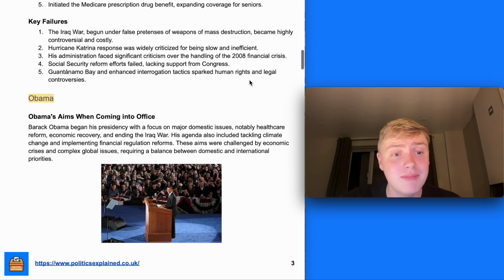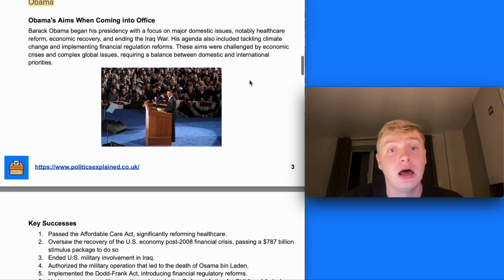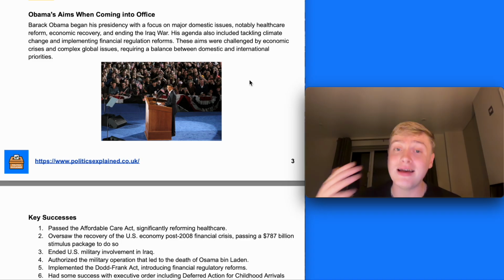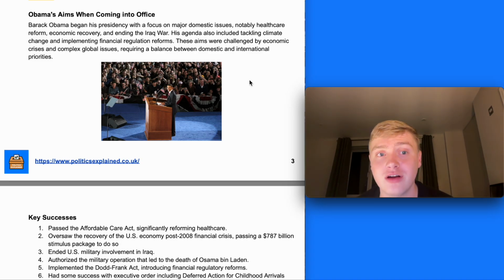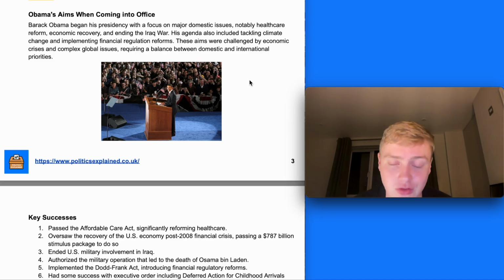In terms of Obama, his key aims when he came into office were a real focus on domestic issues, in particular healthcare reform, economic recovery after the financial crisis, and ending the Iraq War. His agenda also included tackling climate change and implementing financial regulation reforms in response to the financial crisis. These aims were challenged by economic crises and complex global issues, requiring a balance between domestic and international priorities.